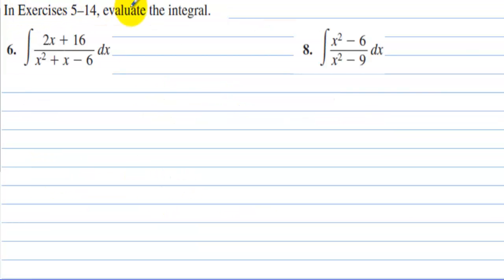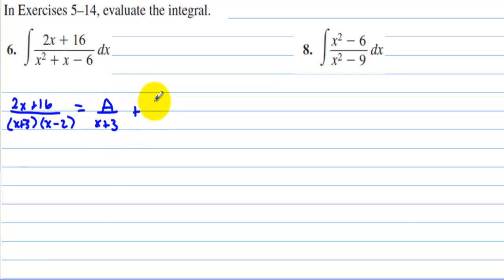In exercises 5 through 14, evaluate the integral. Well, we can't use u substitution because the derivative would be 2x plus 1, and this is 2x plus 16. But if we turn these into partial fractions, we'll be able to integrate. We have 2x plus 16 over, let's factor the denominator, x plus 3 and x minus 2. And we want to turn that into a fraction with linear denominators. So we want this to be A over x plus 3 and then plus B over x minus 2.